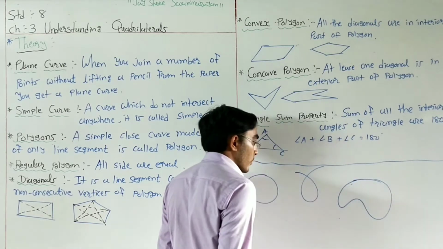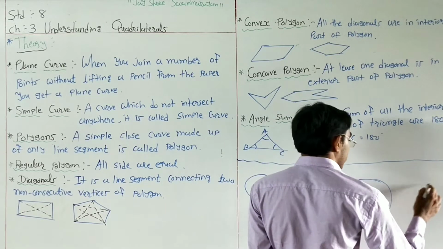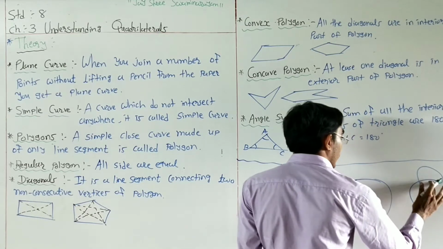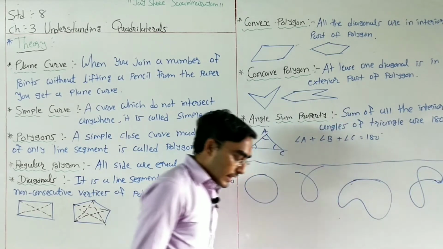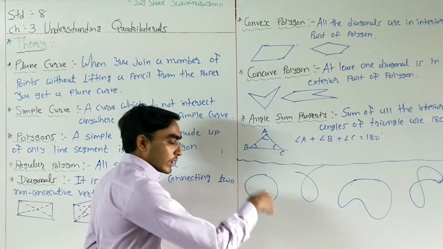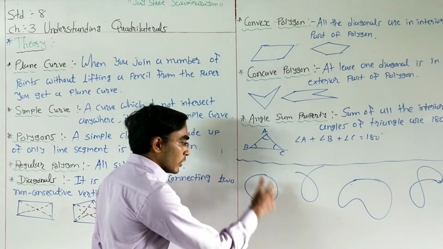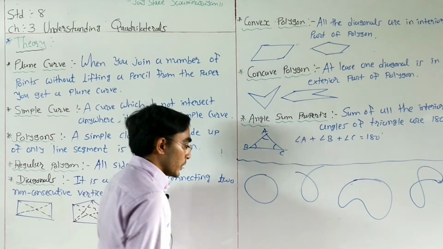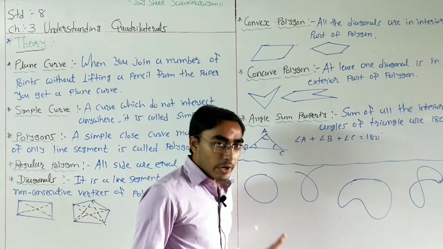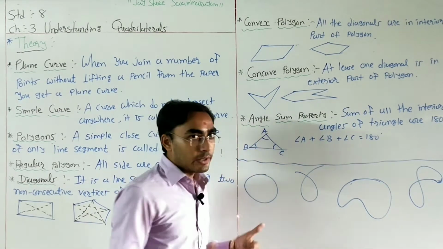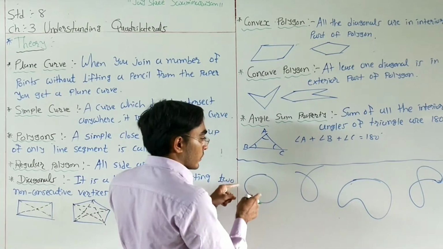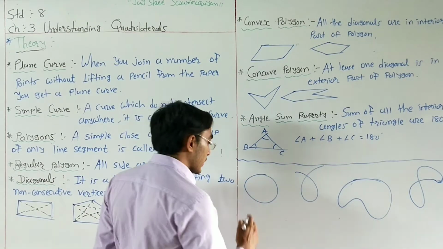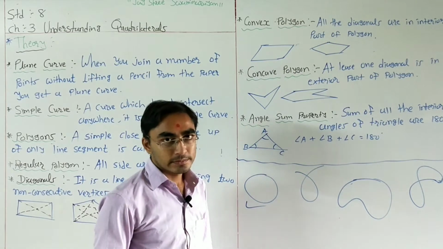This is one curve and this is also one curve. Now this is a circle. This is a curve because I draw this circle without lifting the pen. This curve does not intersect anywhere, right? This curve does not intersect anywhere, so this is a simple curve.